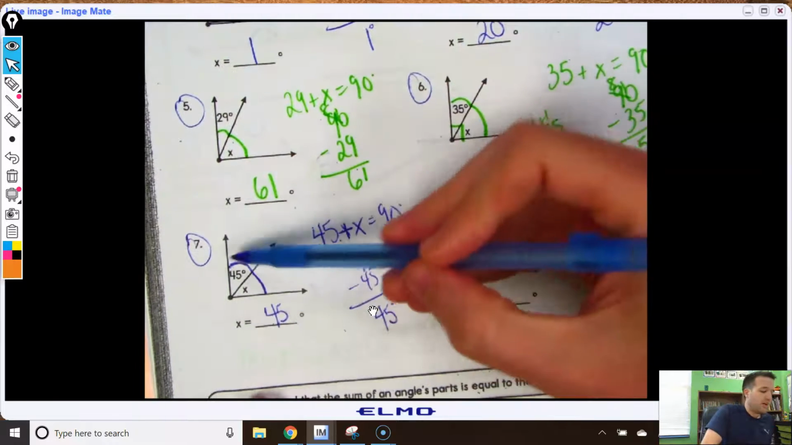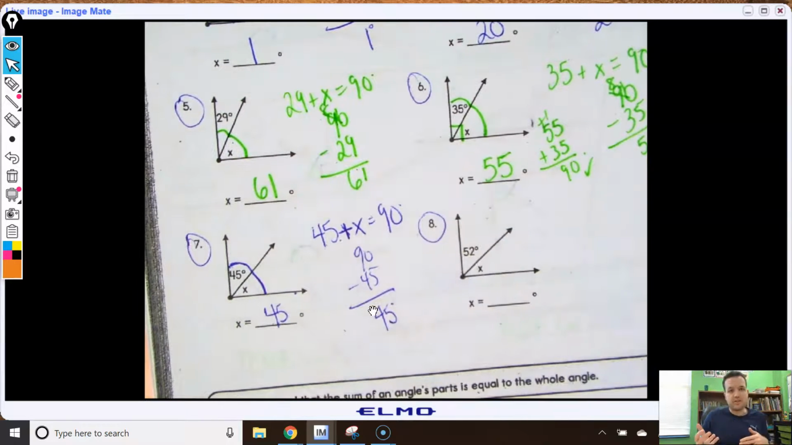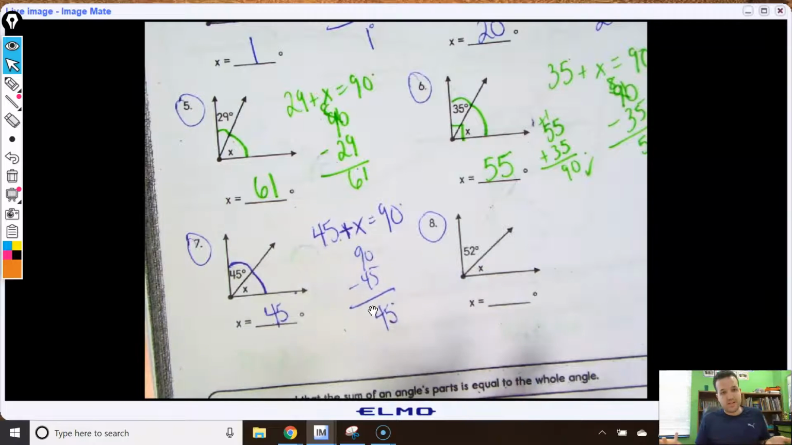If you remember, a right angle is a fourth of a turn. It's 1/4 of a circle. So if I cut a fourth in half, you get an eighth. And if you have been memorizing what you're supposed to be memorizing, an eighth of a circle is 45 degrees, right? 45 times 8 gives me 360.